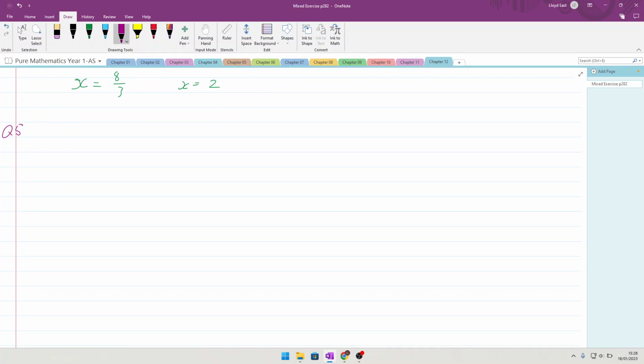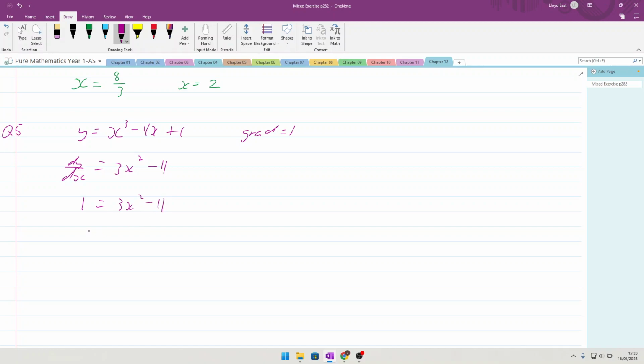Find the x-coordinates of the two points on the curve with the equation y equals x cubed minus 11x plus 1, where the gradient is 1. Find the corresponding y-coordinate. Same question, but they want the y as well. So again, dy by dx gives us 3x squared minus 11. Okay, and then when that is equal to 1, we get 3x squared minus 11.